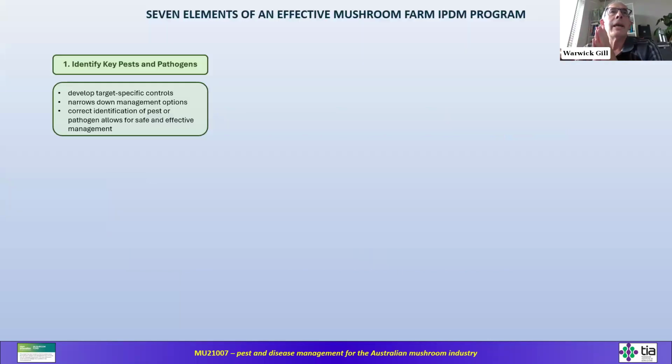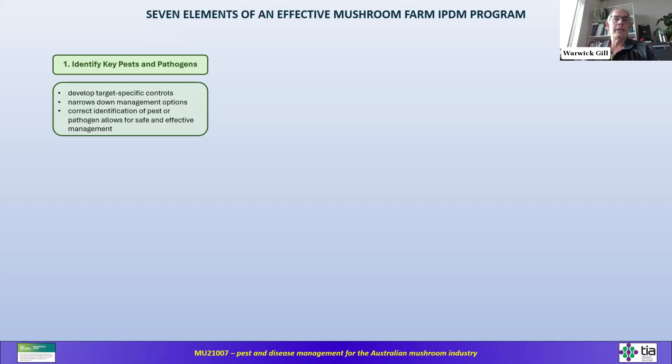So there are 7 key elements to an effective mushroom farm IPDM program. We'll often use the word effective because anyone can start a mushroom farm IPDM program, but it's no good starting one if it's not going to be effective. So we always qualify IPDM as being an effective program.